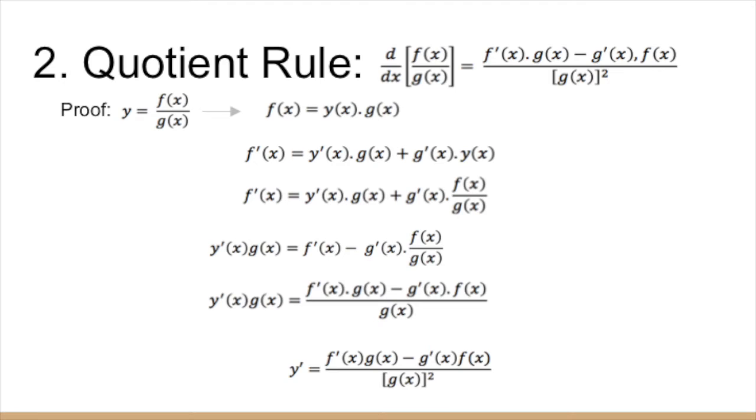To prove the rule, we can rewrite the quotient as a product, multiplying both sides by g of x to get f of x equals y times g of x. Then, take a derivative of f of x by using the product rule. Finally, we just need to separate y prime x into one side and the rest into the other and get the derivative of the quotient f of x over g of x.